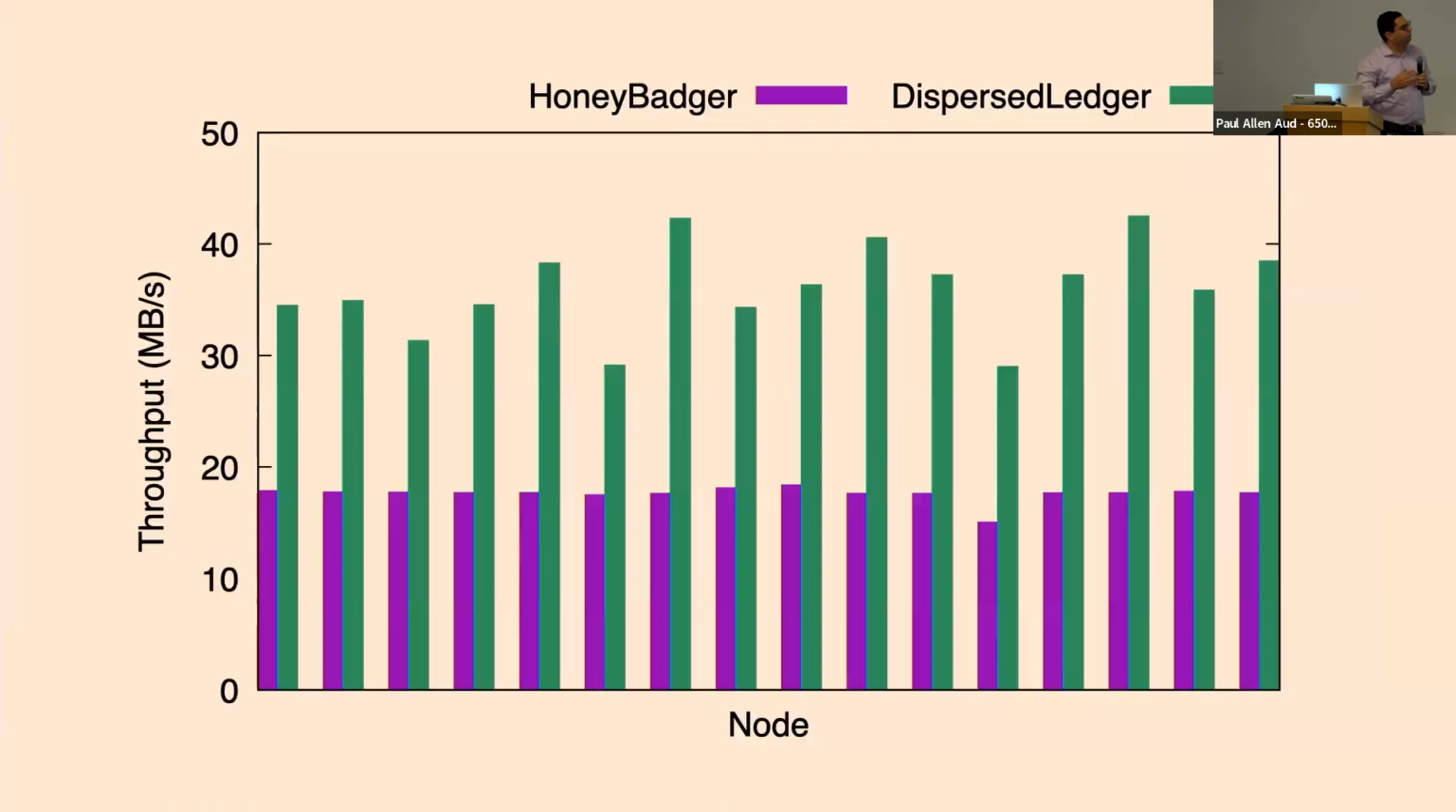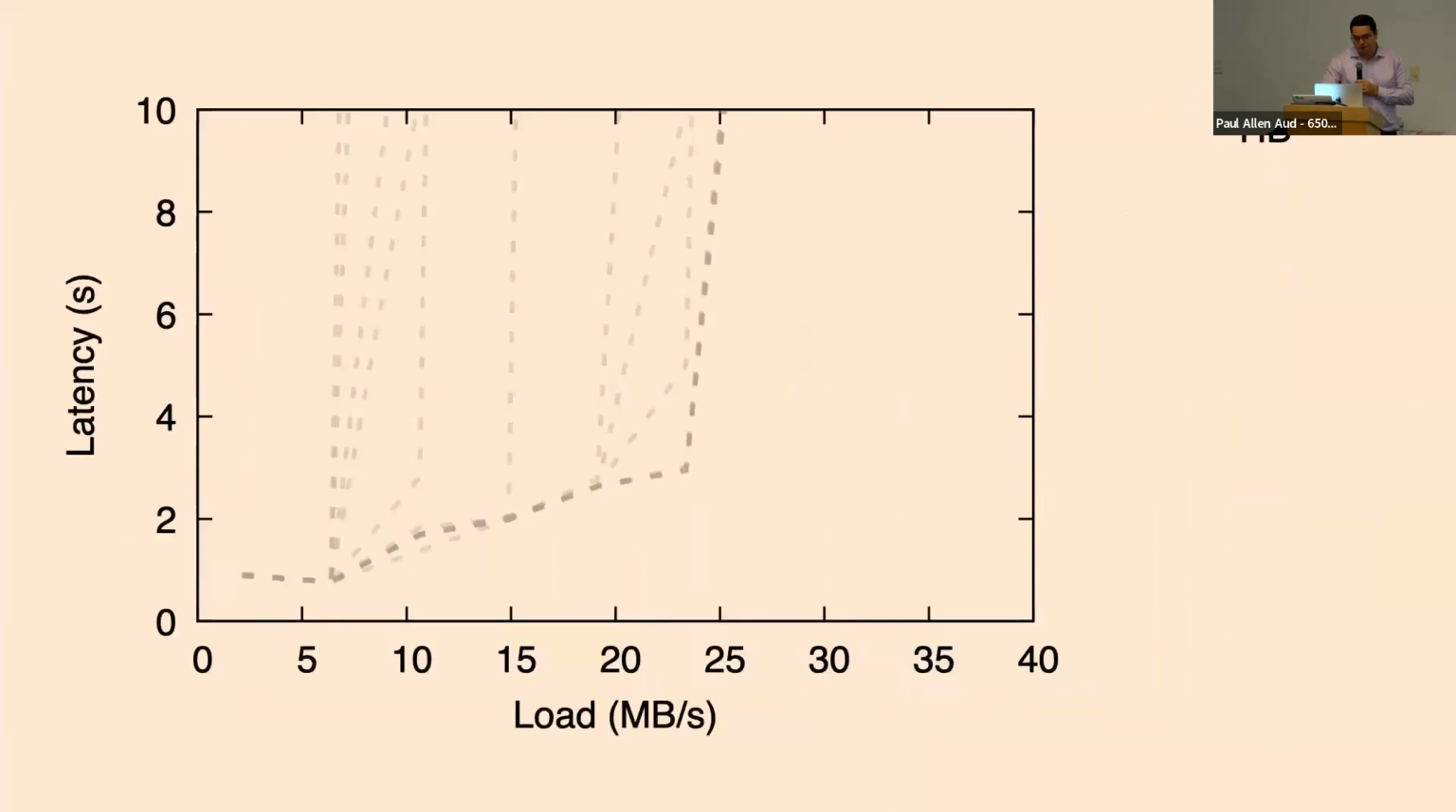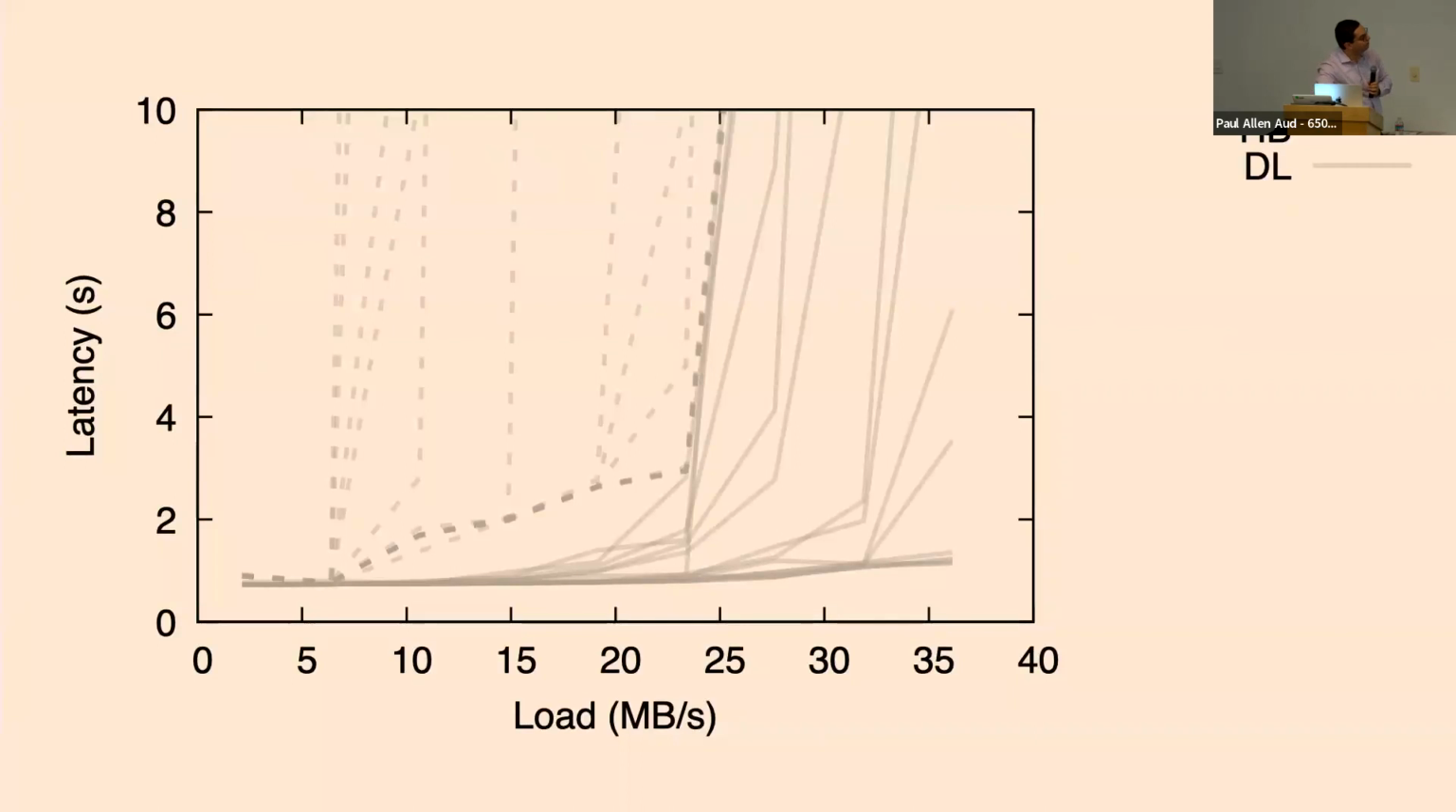This is the overall throughput that you get at these different nodes. Roughly, we get about a 2x throughput improvement over Honeybadger. We can also look at latency. This is the confirmation latency, again one line for each node. These are with Honeybadger. Here we're increasing the load on the system in terms of the number of transactions that are generated, and then we're measuring the confirmation latency. This is for Honeybadger, and again, the solid lines are for the 16 DispersedLedger nodes.